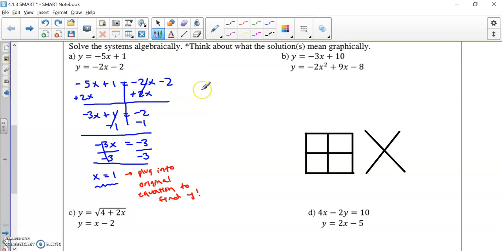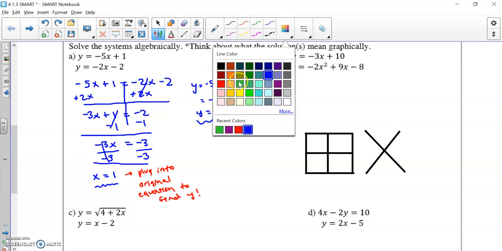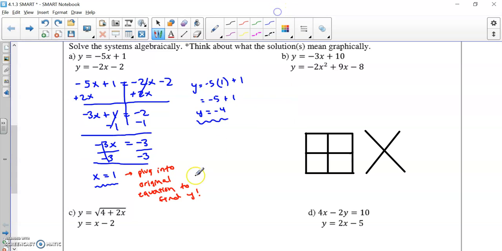Regardless of which one you plug it into, you'll get the same answer because it is an intersection point. So using that first equation, I will say that y equals negative 5 times 1. That 1 is what I'm plugging in here for x, plus 1, and once we simplify, we would get that y is equal to negative 4. So our whole answer for this problem is 1, negative 4. That is the point where these two graphs are going to intersect.